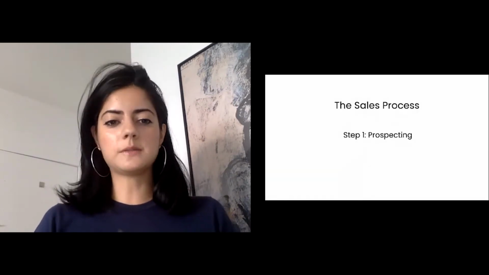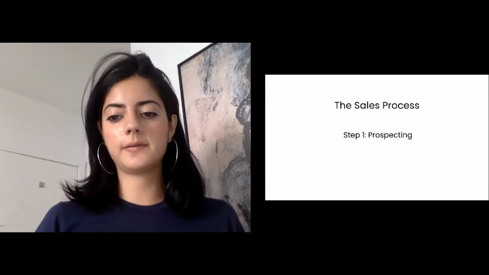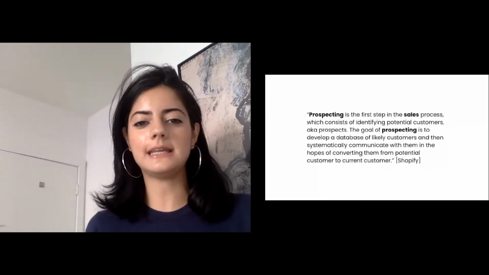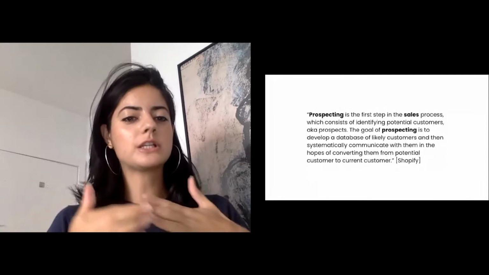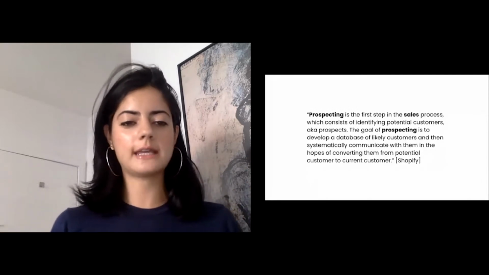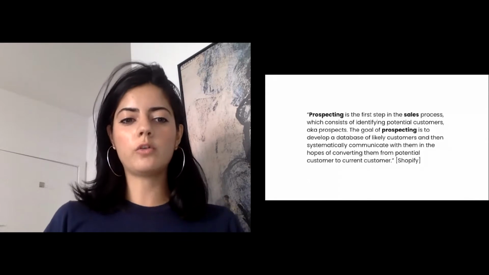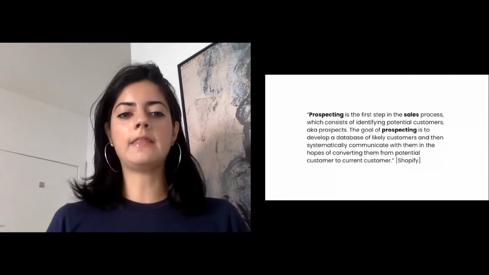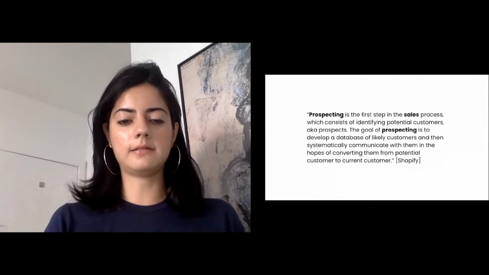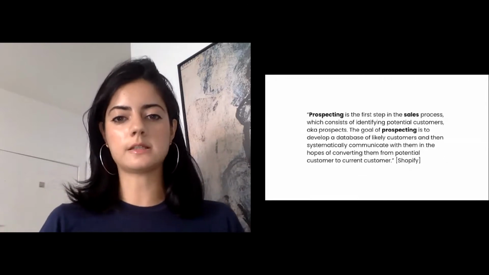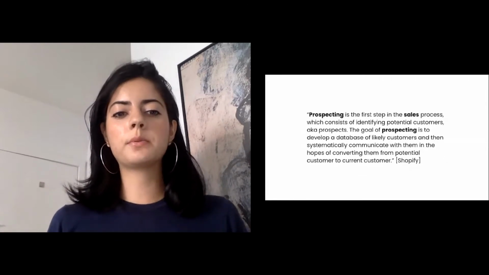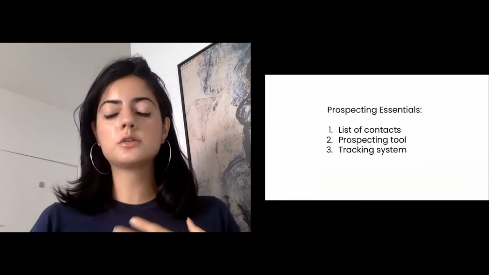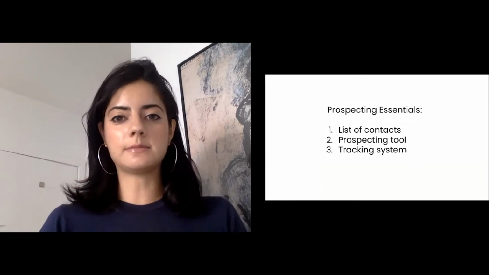So step one in the sales process is prospecting. In case some of you are unfamiliar, prospecting is the first step in the sales process, which consists of identifying potential customers, aka prospects. So the goal of prospecting is to develop a database of likely customers and then systematically reach out to them, right? In hopes of converting them to a paying customer or sponsor. So some prospecting essentials: you're going to want a list of contacts, a prospecting tool to make your life easier, and a tracking system to keep you organized.